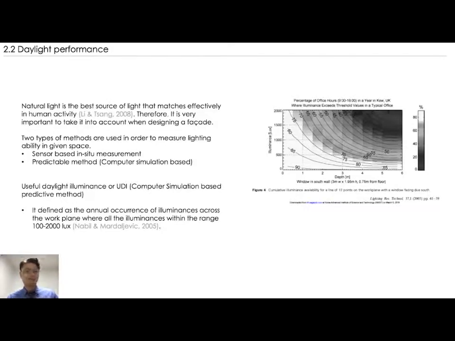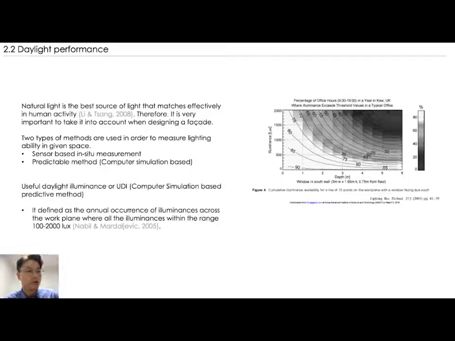And you can measure the performance of daylighting using two types of method. The first one is sensor-based in situ measurement. You simply place the sensors all across the floor, and you'll be able to capture how much daylight is introduced into the room. And the second one is the computer simulation-based method, which is a predictive method. So I use this simulation-based method for my thesis.